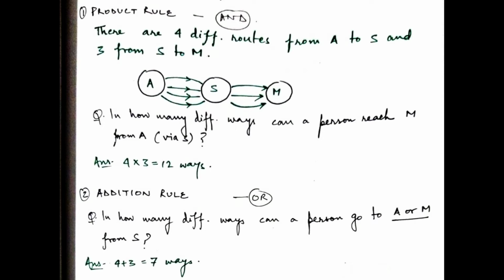But to go from Ahmedabad to Mumbai, you have to go from Ahmedabad to Surat and from Surat to Mumbai, so they constitute a single case, right? So the product rule is applied. Okay, so the concept of "and" and "or" is clear. We move on to permutations and combinations.